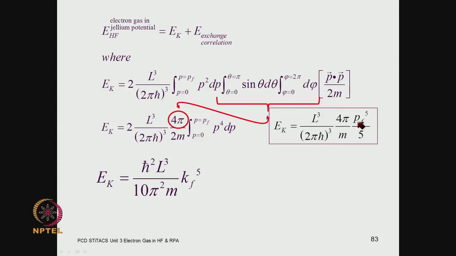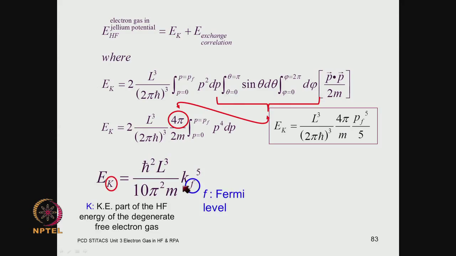p to the power 5. So there was an h cross to the power 5 sitting over here. So that is what leaves you with h cross to the power 2. So when you take care of all of these terms, this is what you get for the kinetic energy part. Now the subscript f, of course, is the Fermi level, corresponds to the k value at the Fermi level, and L cube is the volume of the box, which is what I have written here.